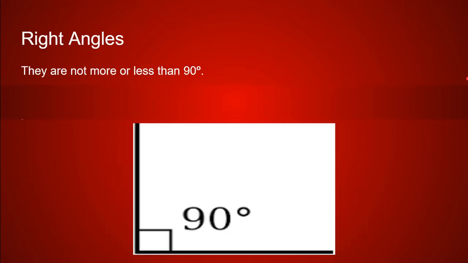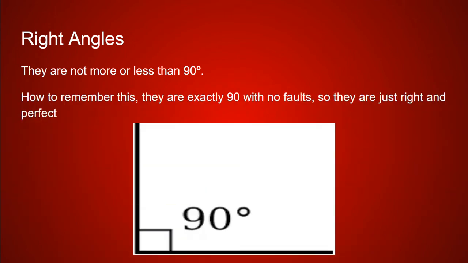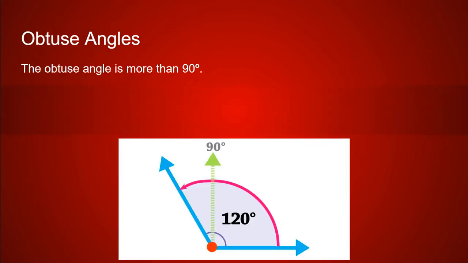Right angles. They're not more or less than 90 degrees. Why are they called right angles? Another trick to remember. They're exactly 90. No faults, and they're found everywhere. They're one of the most useful angles, in your doors and everywhere. So, there are no faults, they're perfect. If you were to be born as any of these angles, it would be a right angle. Right means perfect. So that's why they are neither less nor more. So that's why right angles.